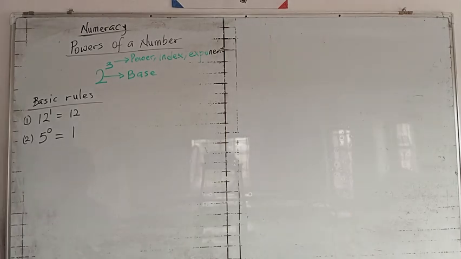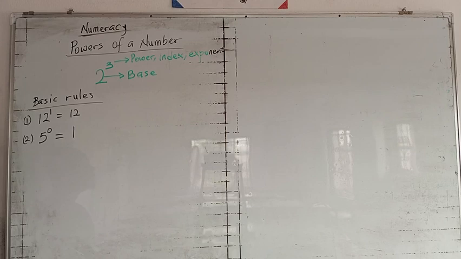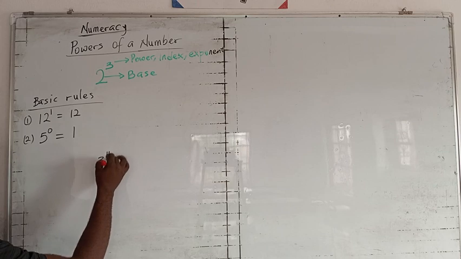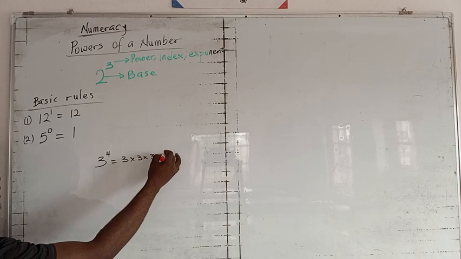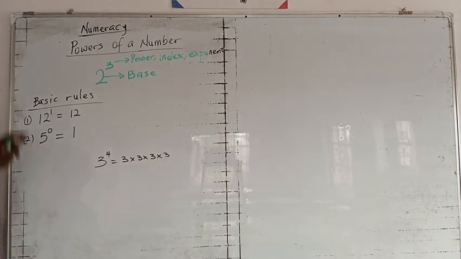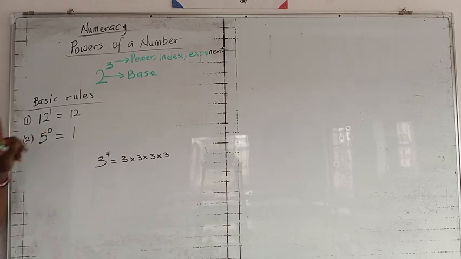Now, outside these two, every other one becomes an expansion of the power. And how do we expand the power of a number? For example, if I have 3 raised to power 4, to expand this, it simply becomes 3 times 3 times 3 times 3 in 4 places. So this is the expansion. But the basic rules for the powers of a number are these two: that any number raised to power 1 is that number, and any number raised to power 0 is 1.